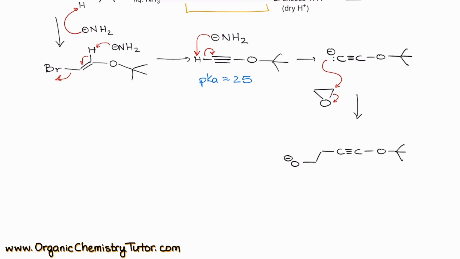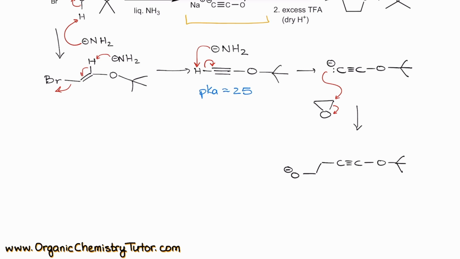The next thing that we are going to see here is the excess of TFA, which is going to be the excess of our dry H+. In other words, it's just the source of H+. TFA stands for trifluoroacetic acid, which is a very strong acid, and it's a very common source of H+ when we need super dry conditions for whatever reason. So in the next step we are first of all going to be protonating our oxygen over here, that's going to end up giving us a molecule that looks like this.